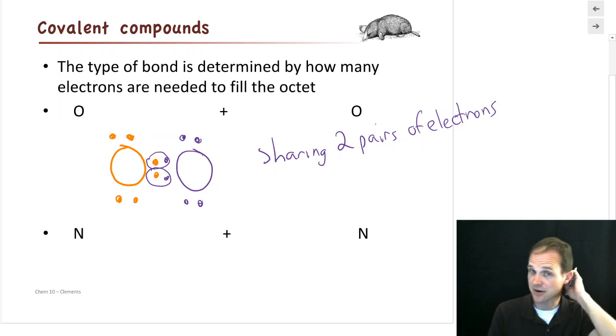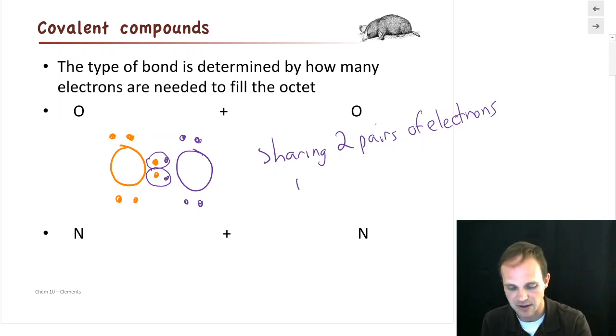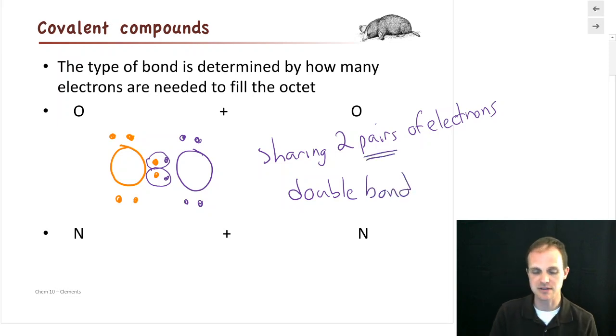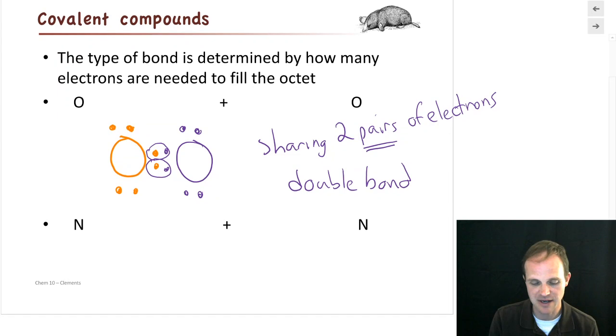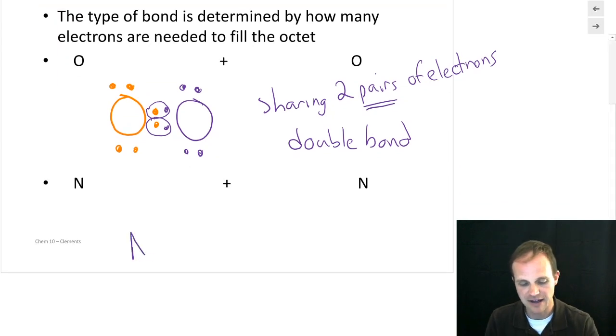Since they are sharing, we call that covalent bonds, but we now call it a double bond because it's two pairs of electrons that are being shared, a total of 4 electrons being shared, a double bond. You can guess what's going to happen with nitrogen coming up. I'm going to violate my own rule.